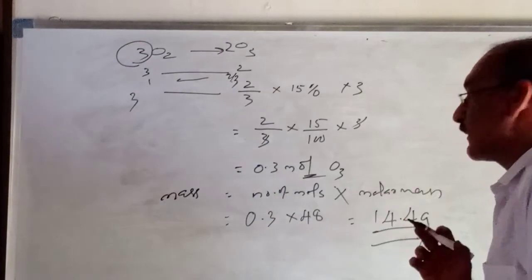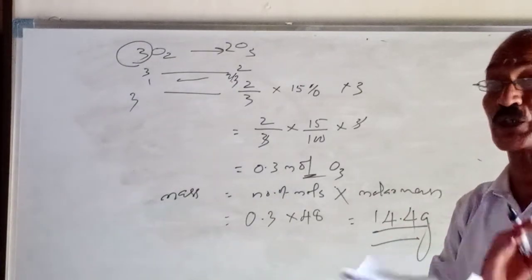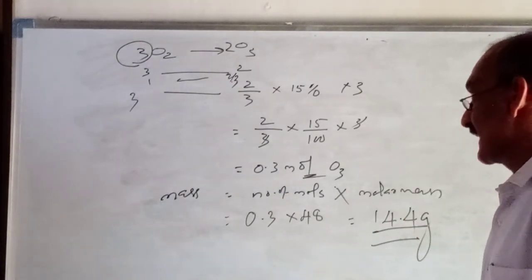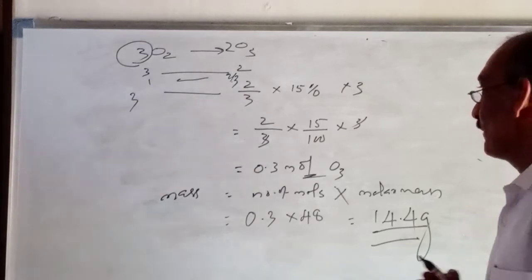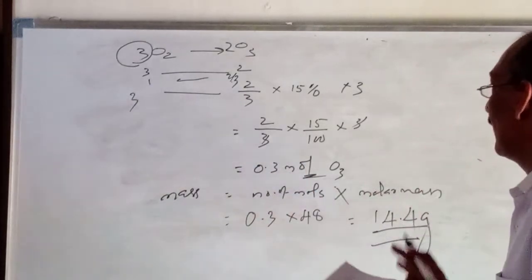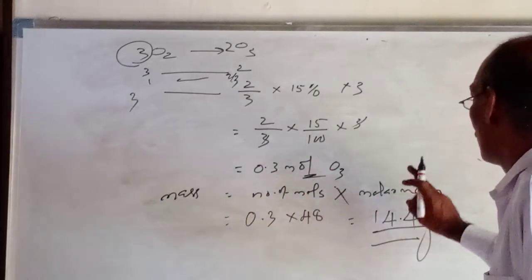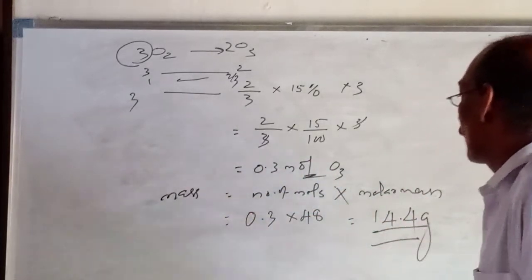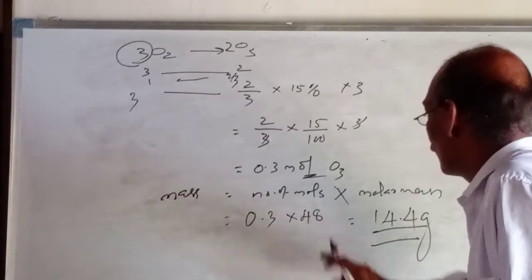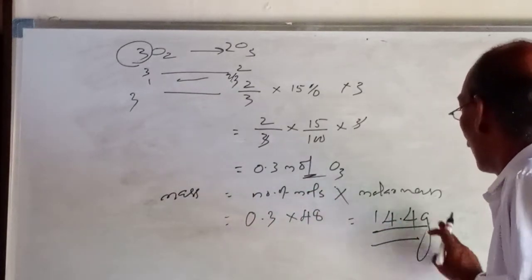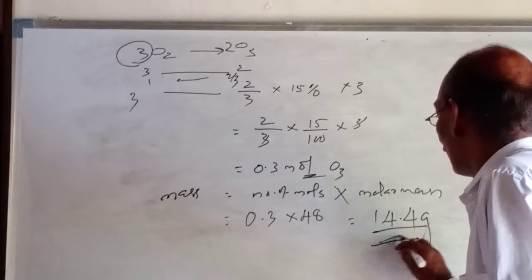But they ask the question, what is the mass of ozone obtained from 67.2 liters. But we can think like this only. We don't want volume. Therefore, mass is equal to number of moles into molar mass. Number of moles is 0.3 into molar mass 48, multiply, that is 14.4 gram.